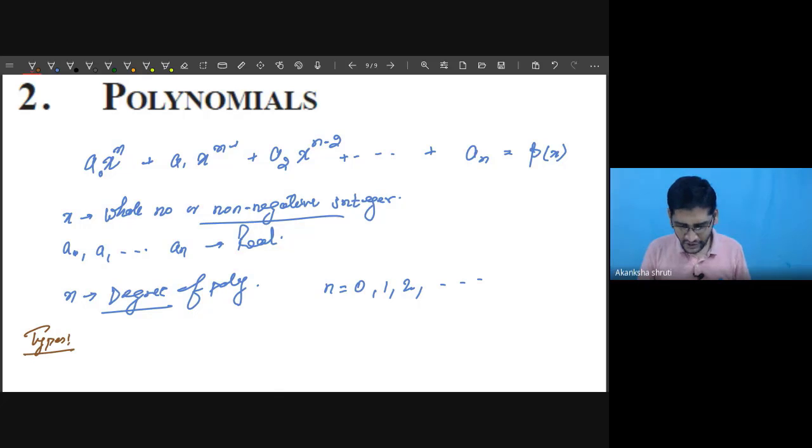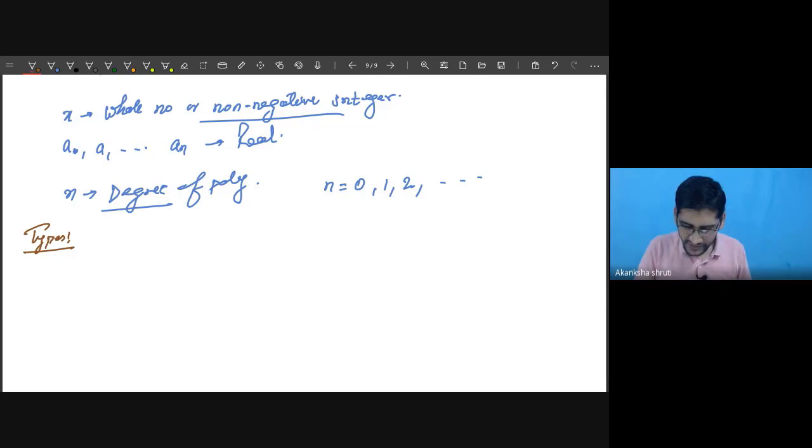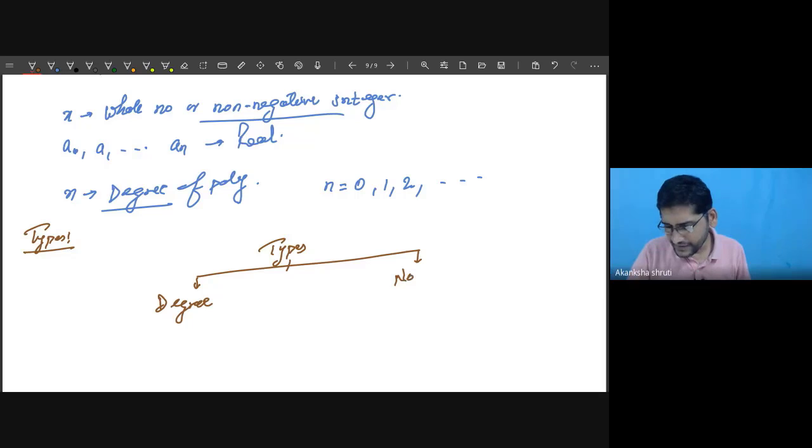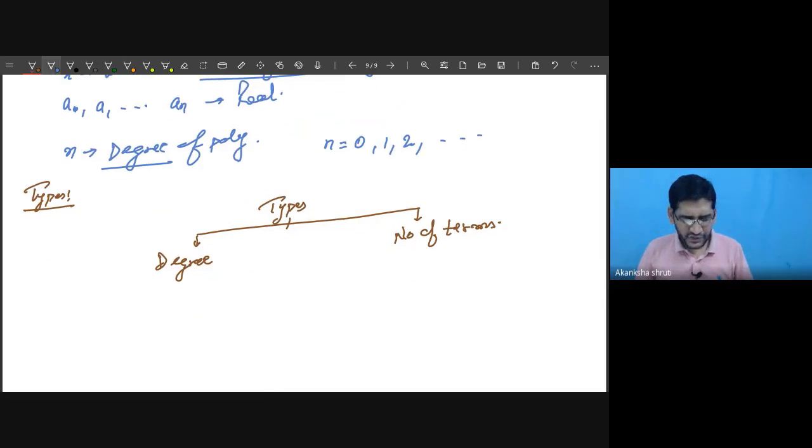So types are based on two factors. These types can be understood in two terms. One is based on their degree, where the name is given, and the next one is based on the number of terms it can have. Students, if we have the degree n equal to 0, what can be written?